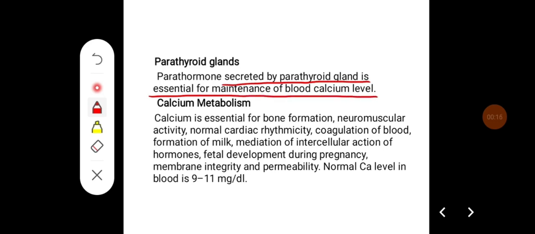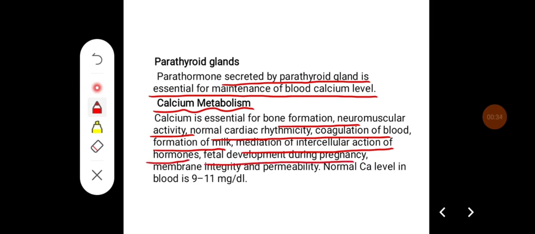Maintenance of blood calcium level. Calcium metabolism. Calcium is essential for bone formation, neuromuscular activity, normal cardiac rhythmicity, for coagulation of blood, formation of milk, mediation of intercellular action of hormones, fetal development during pregnancy, membrane integrity and permeability. Normal calcium level is around 9 to 11 milligrams per deciliter.